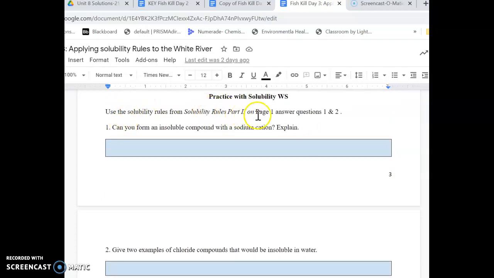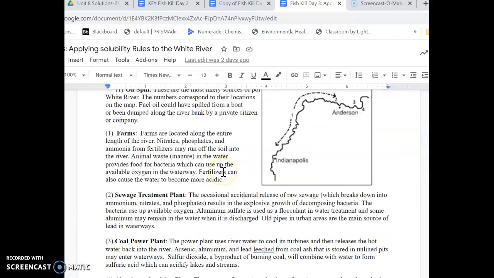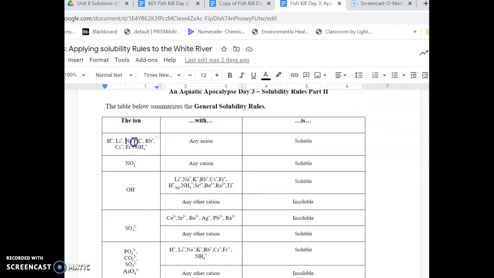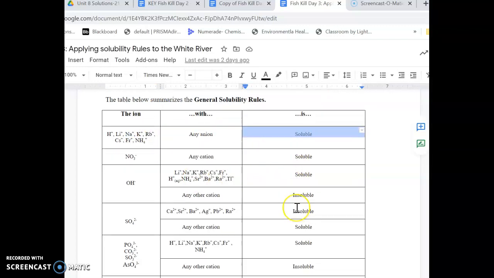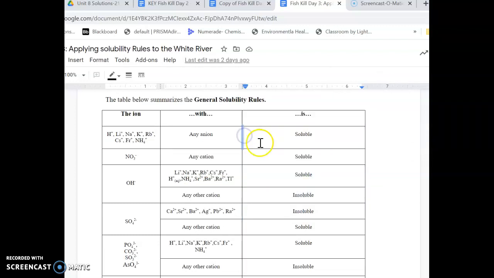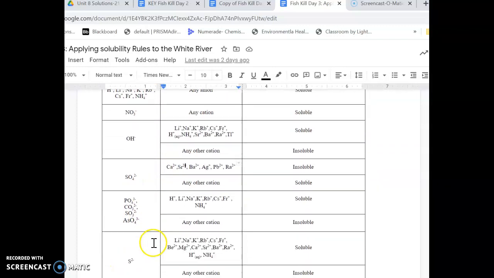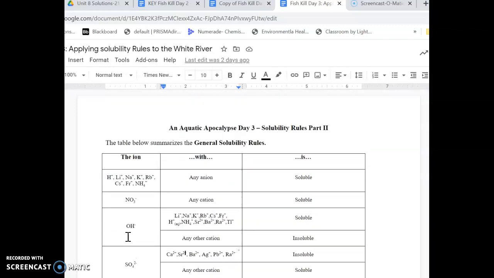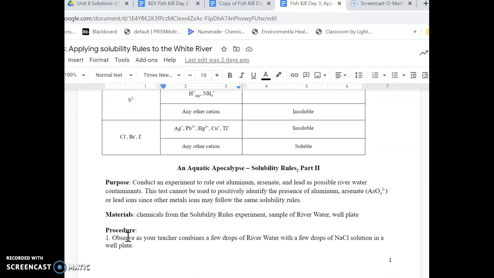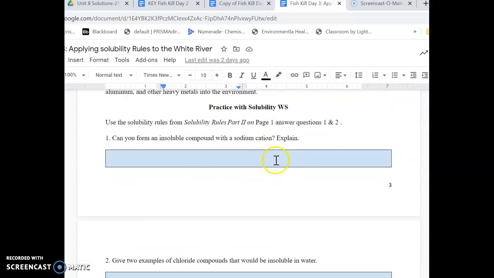Lastly, use the solubility rules from part 2 on page 1 to answer these questions. So can you form an insoluble compound with a sodium cation? Explain. So let's see. Go up to your chart. Sodium cation. Can we form anything that is insoluble? So since there is nothing listed as insoluble, no, we could not. All of the group 1 cations on the periodic table, they're all going to give away an electron. Those will all be soluble with any anion, whether it's a nitrate, hydroxide, sulfate, phosphate, all of these negatives here, they're all anions. So those group 1 metals are soluble with any. So no, there are none that are insoluble.